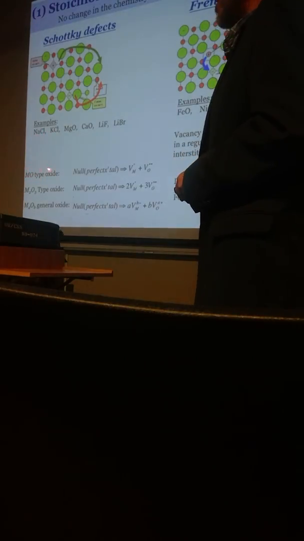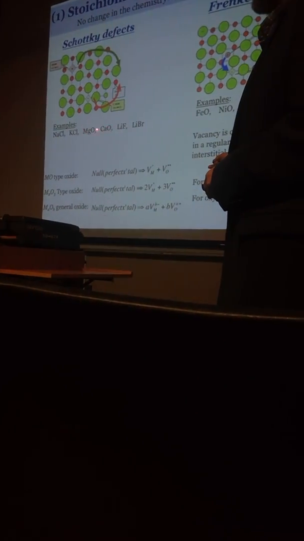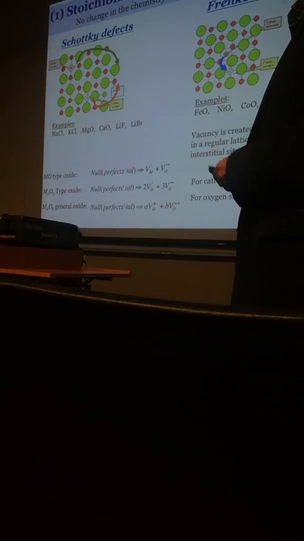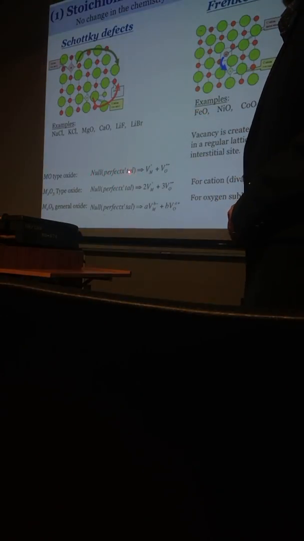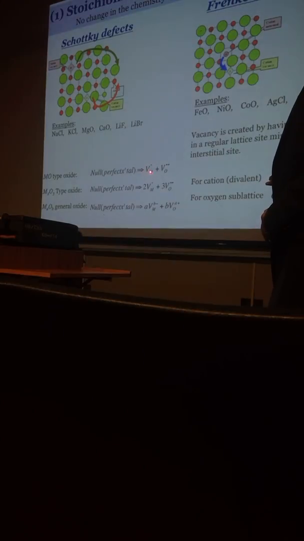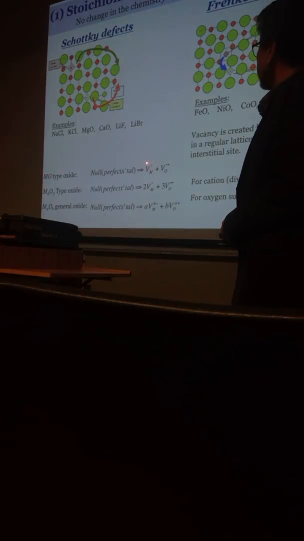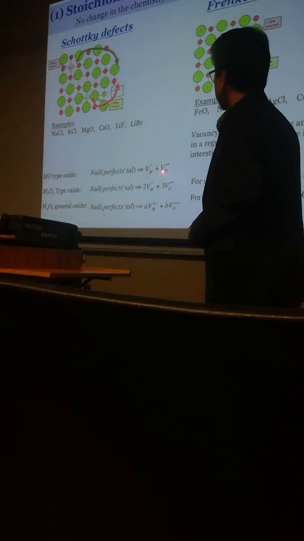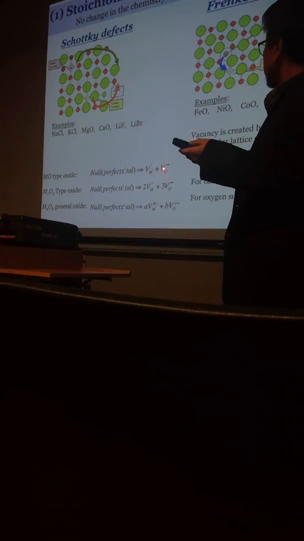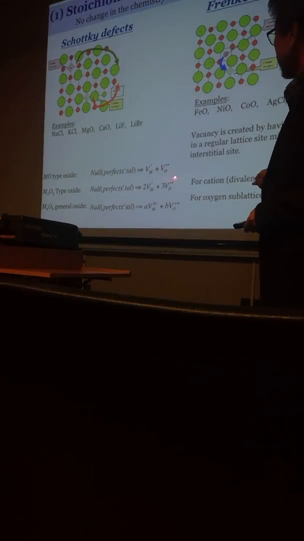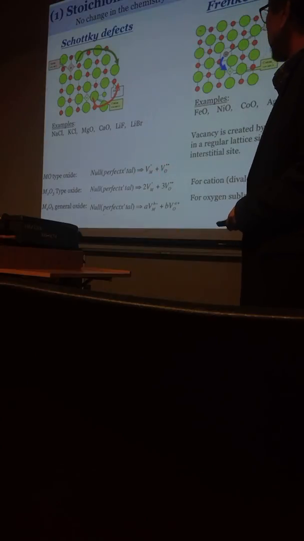Like an MO compound, such as sodium chloride or magnesium oxide, starting at 0 means a perfect crystal. Now it's creating a vacancy of a metal ion, which carries, say, a divalent cation, so it's creating a 2 minus, and then also creating an oxygen vacancy, which creates a 2 plus. In other words, this is the cation vacancy and this is the anion vacancy.